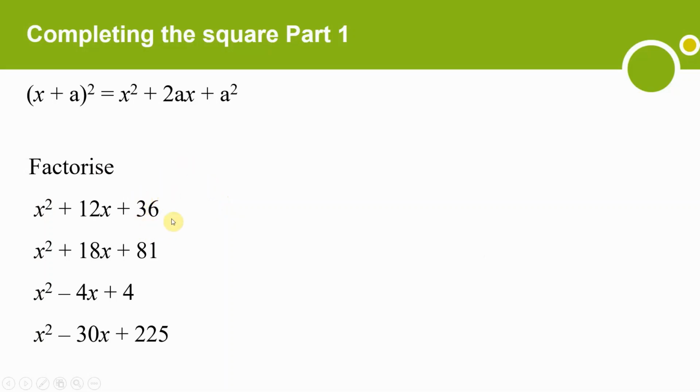We start from this 36, we square root it, and then we make sure the square root, let's say the a here, we times 2, we get the middle term. Right, so you may pause the video for a while to factorize this.